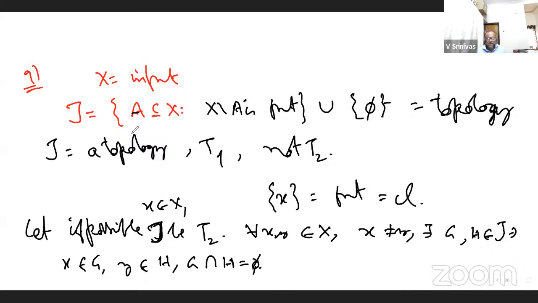Now I'll show that this is a topology. I'm going the other way around. First, we should have shown that this is a topology, and then we could show that it is T1 and then not T2. Let us show that this is a topology.